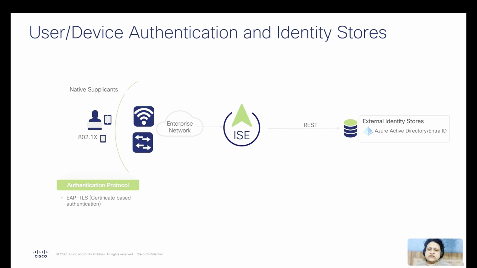When we configure the native supplicants, they need to be configured with the protocol we will be using for the Dot1x authentication. If you can see here, the EAP-TLS protocol is mentioned. That is a certificate-based authentication, right? The user will send a request to the wireless controller for the wireless SSID connection, or the switch for the wired connection. Those devices will forward that RADIUS request to Cisco ISE. Then Cisco ISE, as a RADIUS server, will validate those requests with the help of the external identity store, whether it is Microsoft Entra ID, the on-prem AD, or any other identity store.